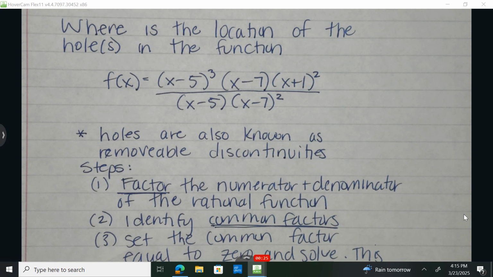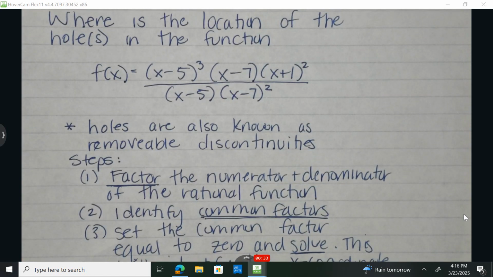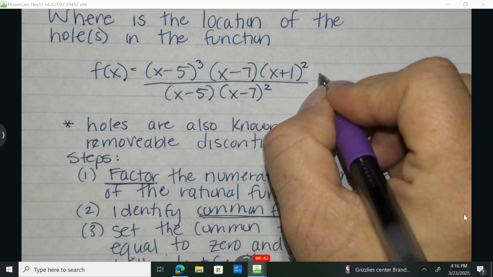So we're going to talk about the steps, and we're going to practice a few problems after this just to feel more comfortable with it. The first thing we need to do is factor the numerator and the denominator. Now the great thing about this problem is it's already done for us. Then we need to identify, are there any common factors? Now before I do that, I like to write it in expanded form.